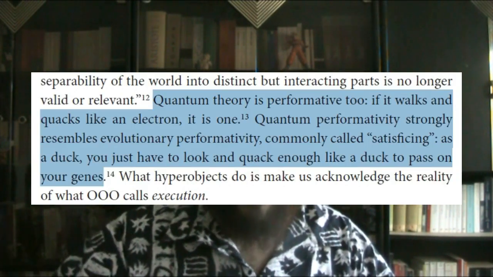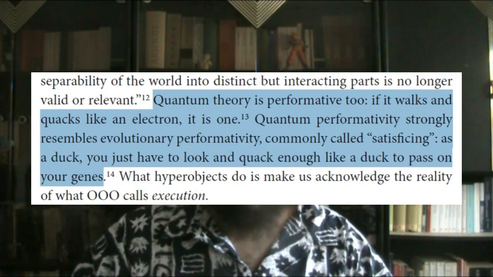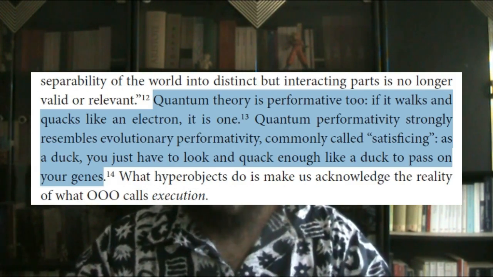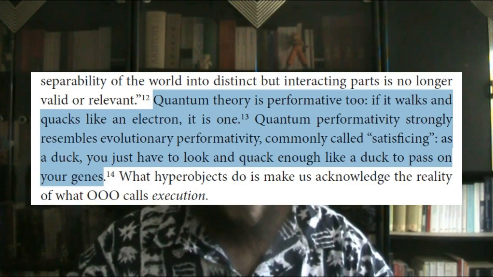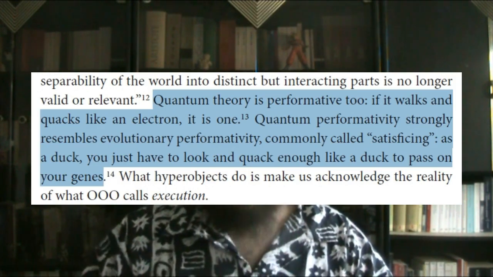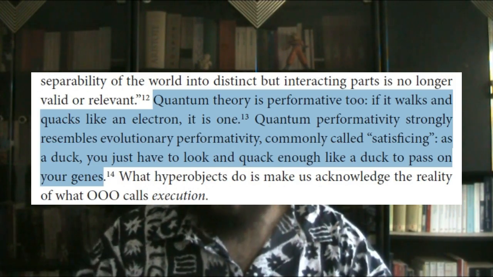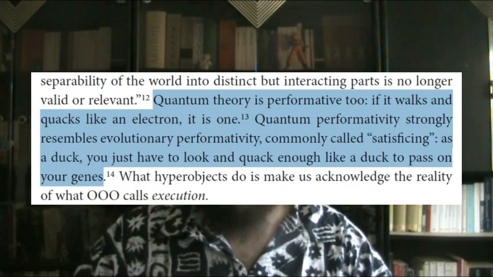Quantum performativity strongly resembles evolutionary performativity, commonly called satisficing. As a duck, you just have to look and quack enough like a duck to pass on your genes. So there isn't some sort of inherent property that has to make you a duck. You know, if it sounds enough like a duck, then it is a duck. If it appears like a duck without thinking if it is really a duck or whatever, then it is enough to be a duck. That's aesthetic causality.